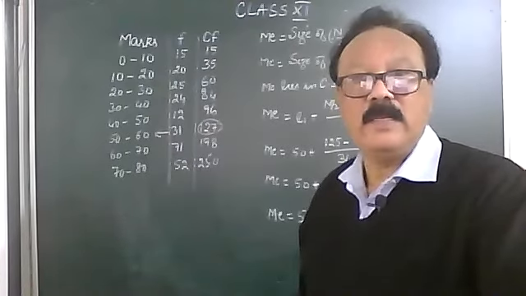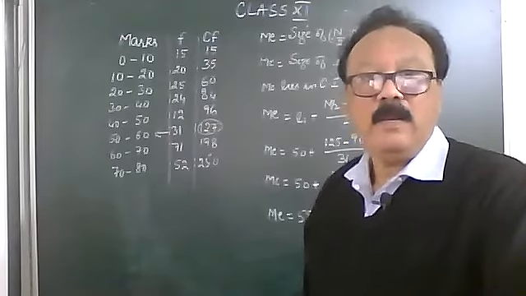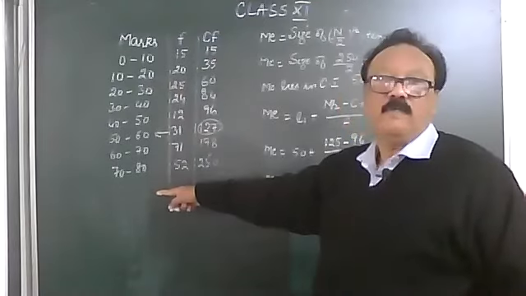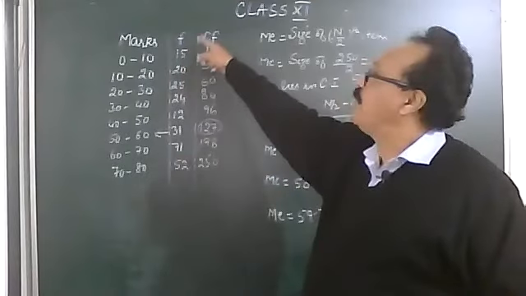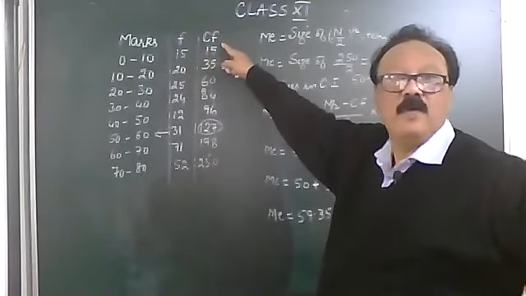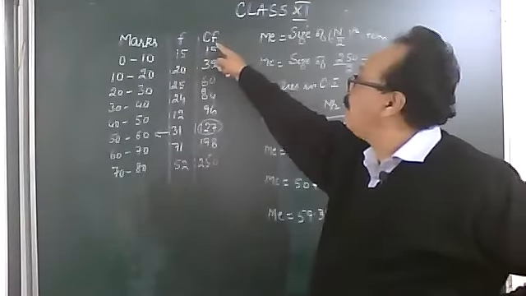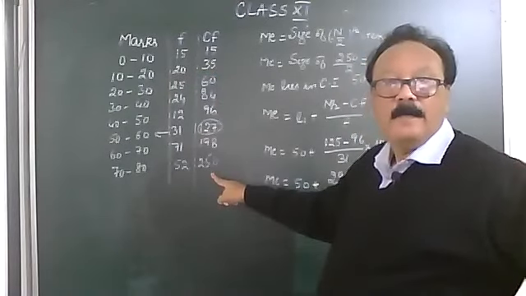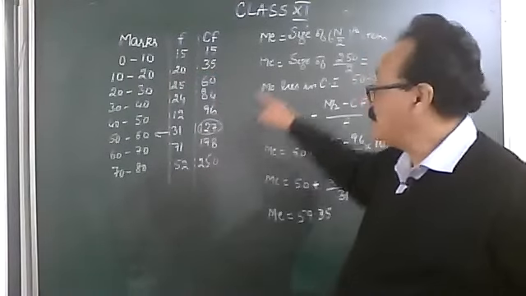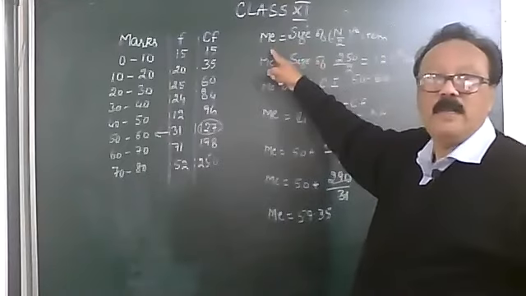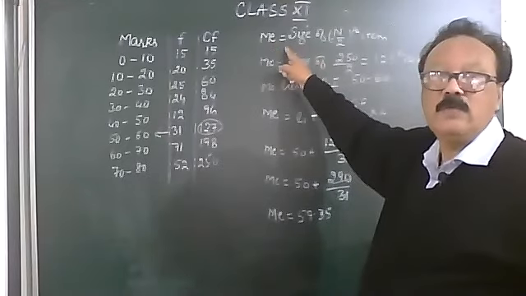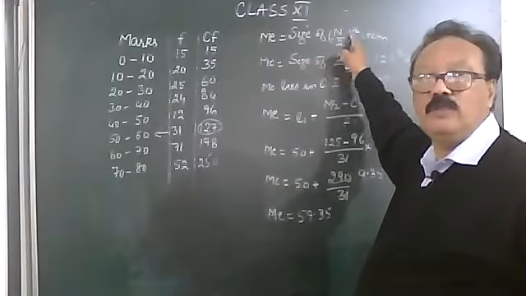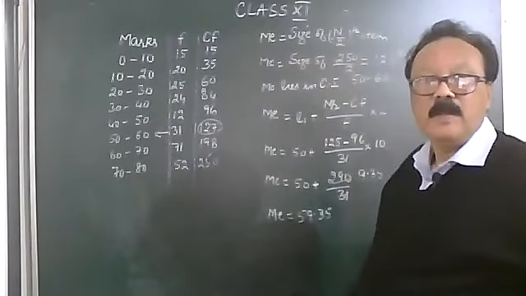Okay, that is the recognition. Then, since you recognize the series as continuous, the first step is to change your F into CF, cumulative frequencies, by adding your frequencies. Then the second step is to write the formula. Median is equal to the size of the n by 2 item.